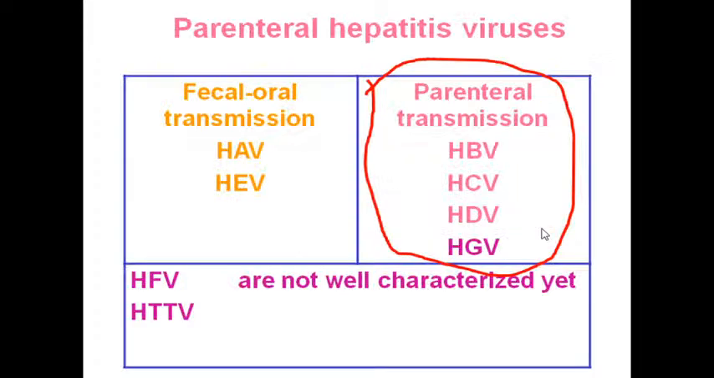So today we take a look at the hepatitis viruses that are transmitted parenterally. Altogether, hepatitis viruses may be classified according to fecal-oral transmission and parenteral transmission. We have studied A and E already. These are the two hepatitis viruses that are spread through the fecal-oral route.